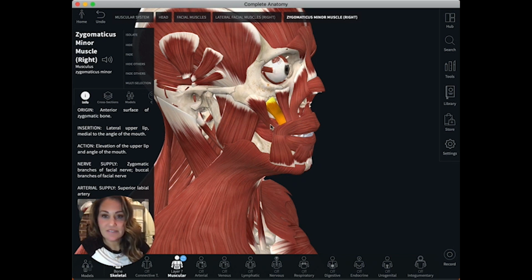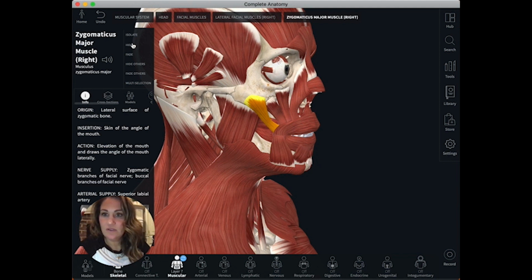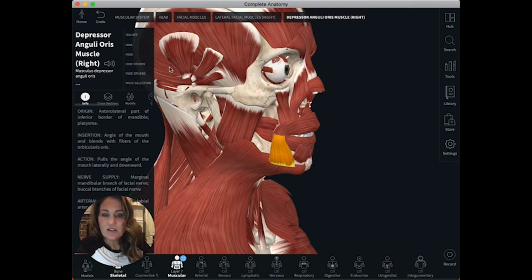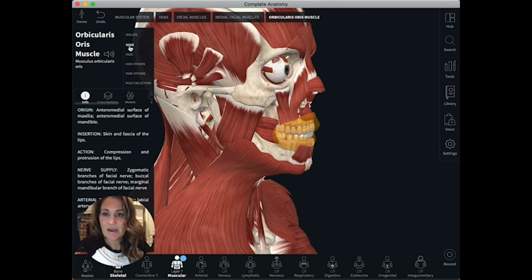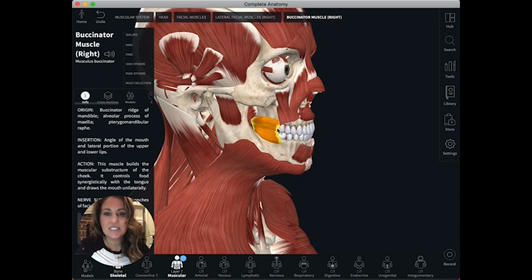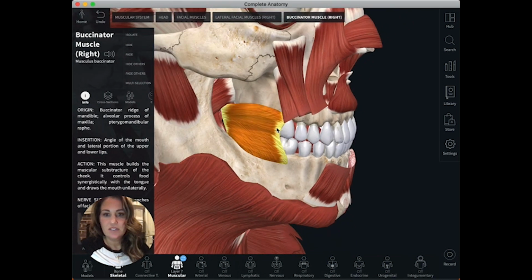And then the last facial muscle that you need to know is the buccinator. You can say it so many different ways. The buccinator, however you say it, just make sure you spell it right. So I'm hiding a bunch of muscles here in order to show you the buccinator. In fact, I don't even know how I say it.